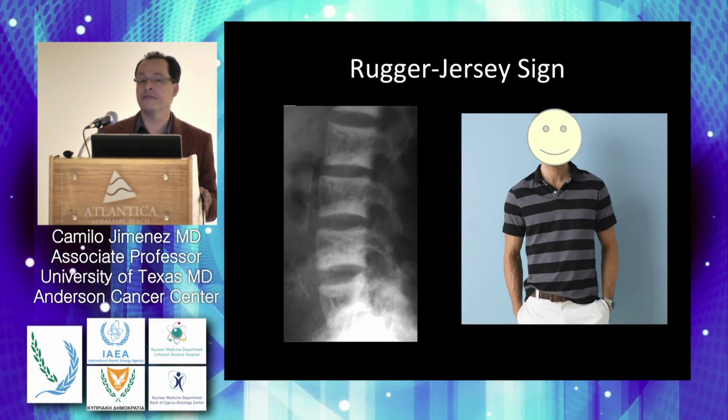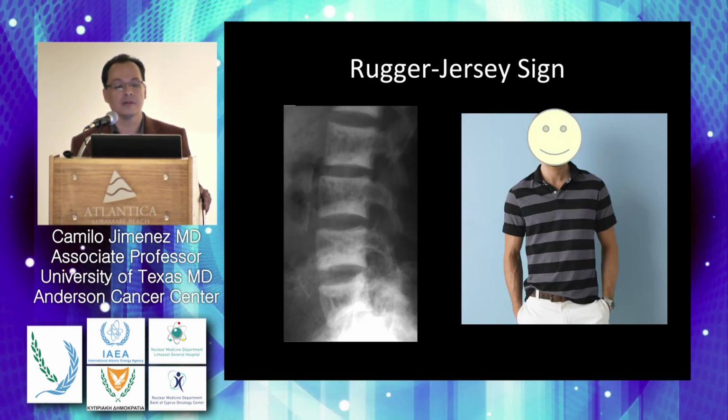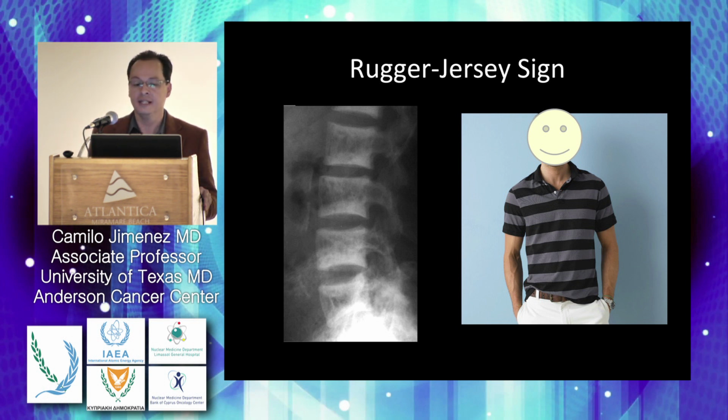The spine can be affected also by primary hyperparathyroidism, and these patients used to have what we call the Rugger-Jersey sign. The Rugger-Jersey sign is similar to the rugger jersey shirt that you see on the right side of this slide. And what it means is simply that the cortical part of the spine is very thickened because of an increased bone formation, and the central part, because of bone destruction, is markedly decreased in bone density. These are patients who have an increased bone turnover.